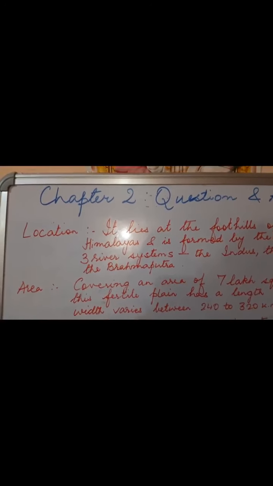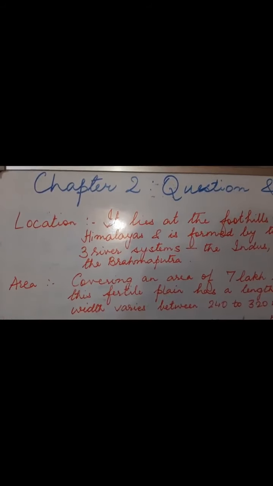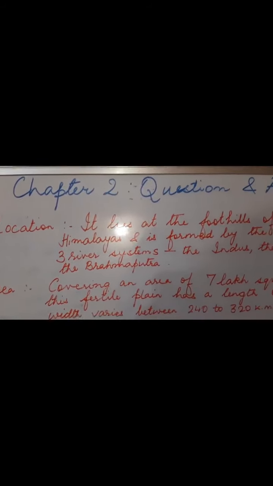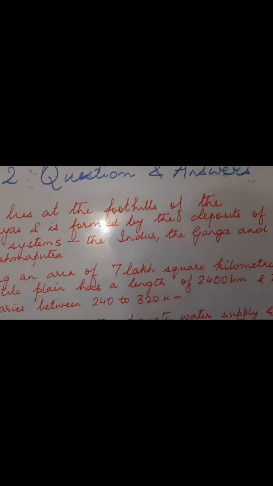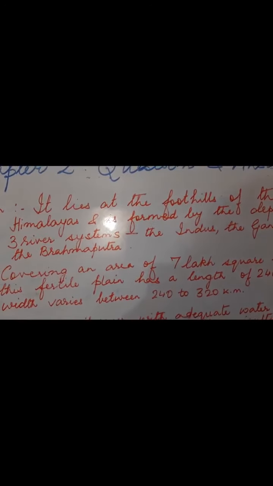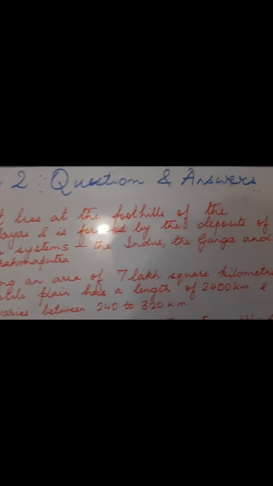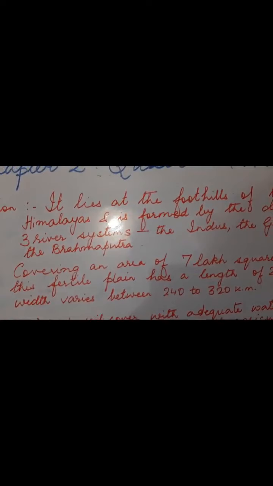Now the first point, that is the location. So when we talk of location, it lies at the foothills of the Himalayas and is formed by the deposits of three river systems, the Indus, the Ganga and the Brahmaputra.